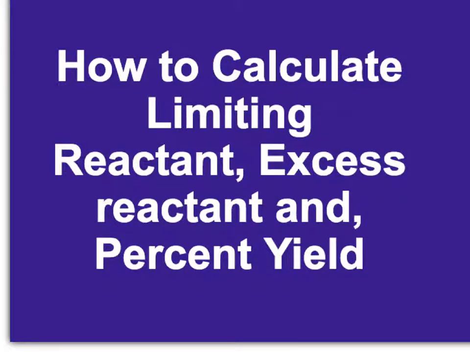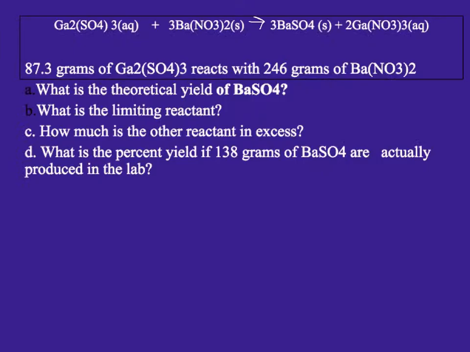Today we're going to talk about how to calculate limiting reactants, excess reactant, and percent yield. Here we have a problem. You need a balanced equation, which we have at the top, and we have two givens. We have 87.3 grams of gallium sulfate that's going to react with 246 grams of barium nitrate.